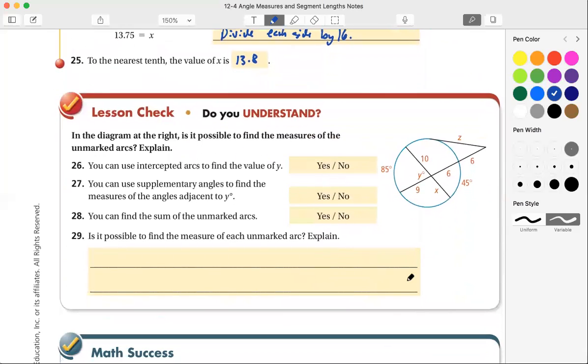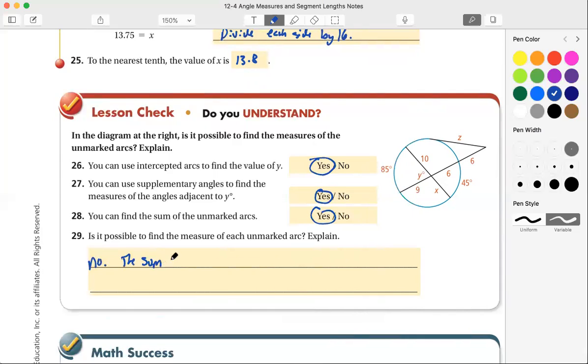All right, in the diagram on the right, is it possible to find measures of the unmarked arcs? You can use intercepted arcs to find the value of y. Yes. You can use supplementary angles to find the measures of the angles adjacent to y. Yes. You can find the sum of unmarked arcs. Yes. Is it possible to find the measures of each unmarked arc? No.